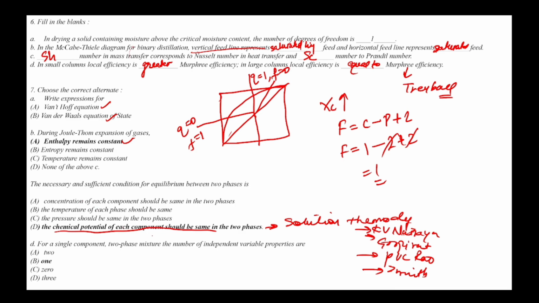For a single component two-phase mixture, the independent variable F is equal to C minus P plus 2. Okay, so single component, two-phase, F is 1. Okay, 1 is the answer.